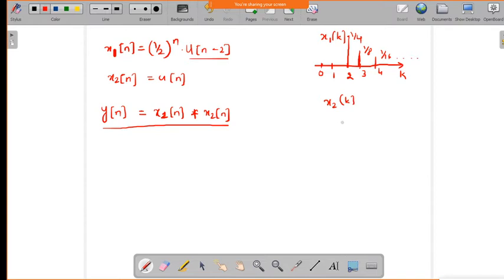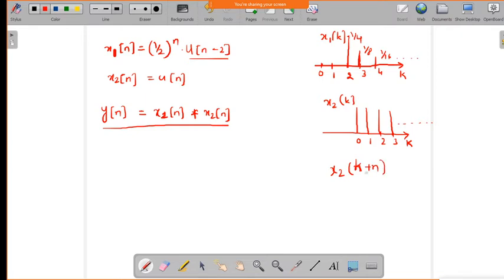So x2 of k, in the positive direction, is u of n. It is starting from 0, then 1, 2, 3, and it will go up to infinite value. Now I will take x2 of k plus n.